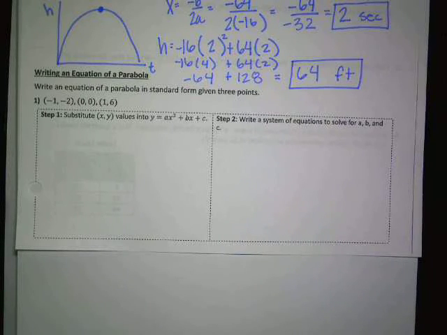Last part. We're going to do number 1 here, writing an equation of a parabola, and then we will probably be done for the day.